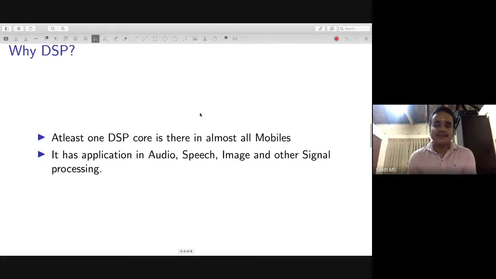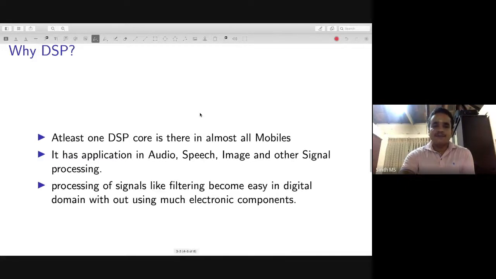Now it has applications in audio, speech, image and other signal processing, and biomedical signal processing. Any signal you take, DSP has some application in that. Now take the processing of signals. How do you process signals? You need some filtering, and there are several processes. These processes become easy in the digital domain, and you need much fewer electronic components when you use DSP processors. We shall see how and what it is.